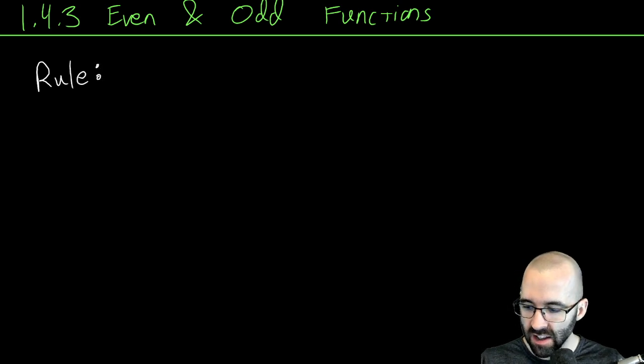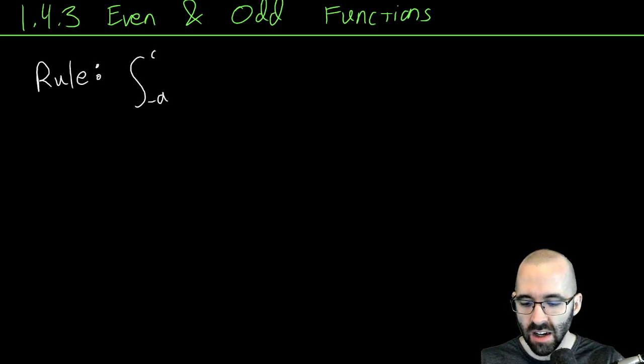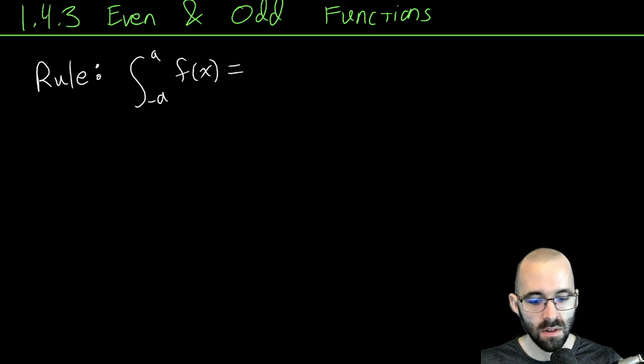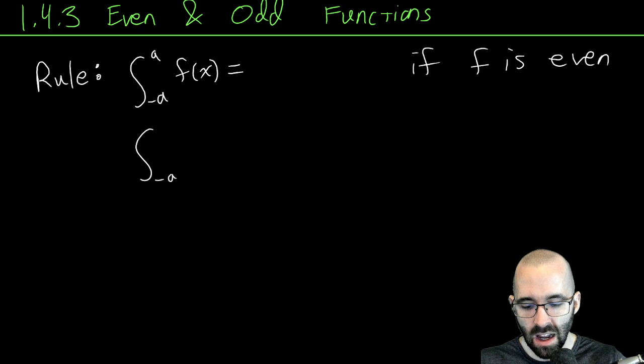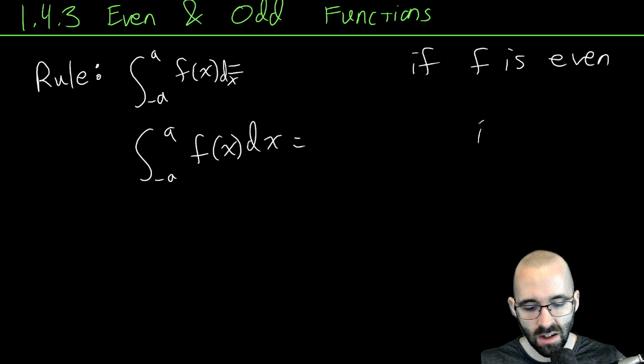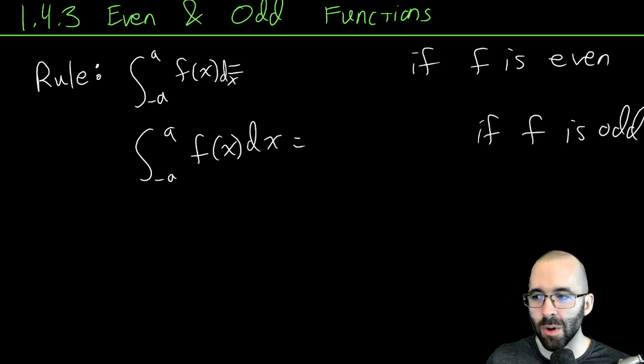And this rule says that the integral from negative a to a of some function f(x) dx equals something if f is even, and it equals something else if f is odd. Dx is important. And I'm not going to tell you what this is yet. We're going to have to explore and discover this together.